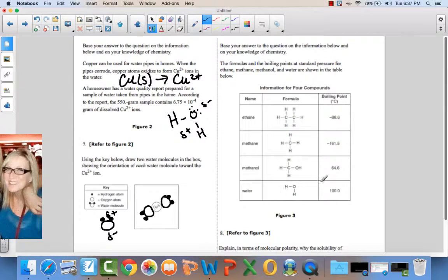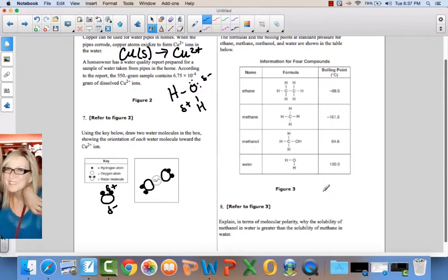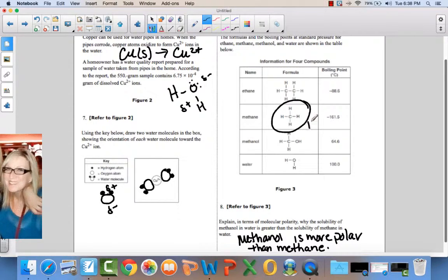Okay, explain in terms of molecular polarity why the solubility of methanol in water is greater than the solubility of methane in water. We know this. If something dissolves in water, it's because they have similar polarity. So methanol is more polar than methane. And not only that, you can see from looking at the diagram right here that methane is non-polar.